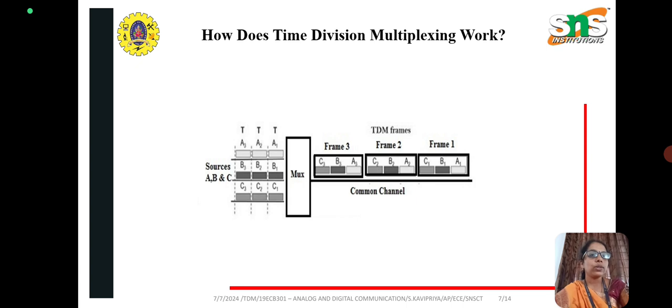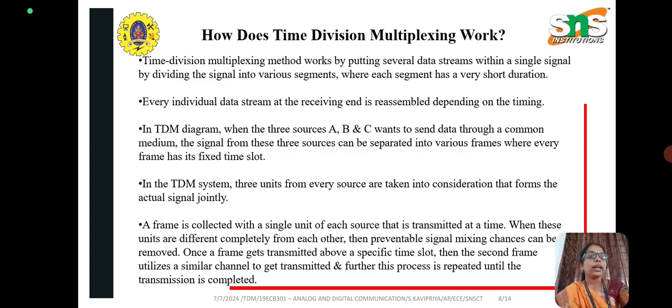Next we are going to see how this time division multiplexing works. The time division multiplexing method works by putting several data streams within a single signal, by dividing the signal into various segments where each segment has a very short duration. Every individual data stream at the receiving end is reassembled depending on the timing.